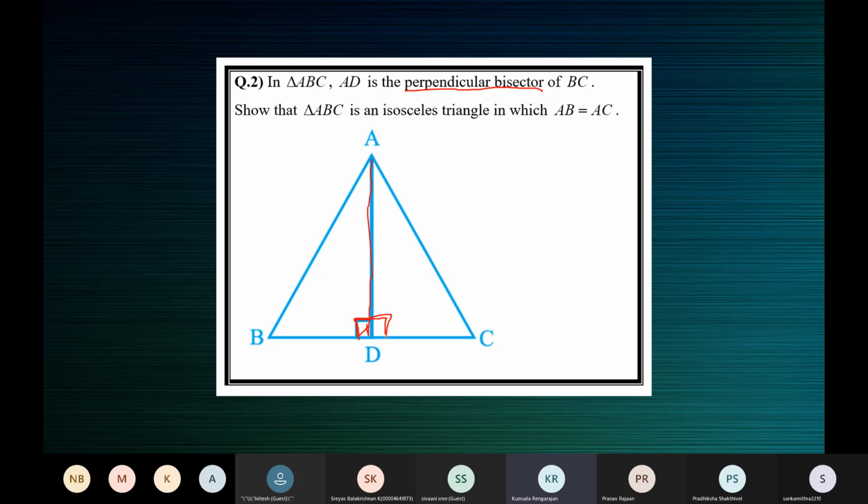So see, in the two triangles, this is the common side. Angle 1 is equal to angle 2, equal to 90 degrees, and BD is equal to CD because AD bisects BC. By SAS rule the triangles are congruent. By CPCTC you will have AB is equal to AC. This is a simple one, children. You cannot have any doubts with this.